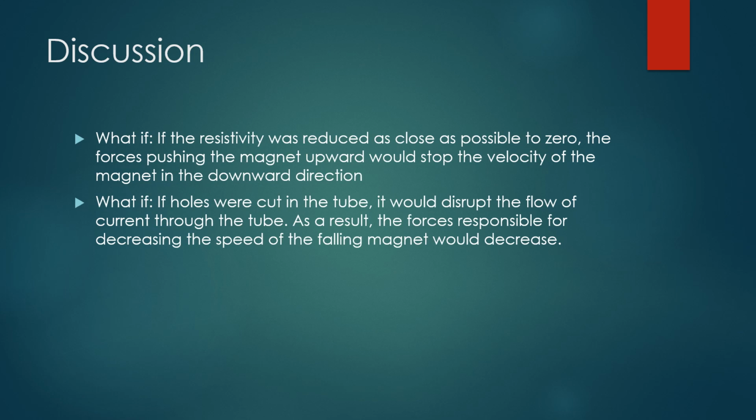For my what if question, the answer is that if the resistivity was reduced as close as possible to zero, the forces pushing upward would stop the velocity of the magnet in the downward direction. And for the second what if question, if holes were cut in the tube, it would disrupt the flow of current through the tube. As a result, the forces responsible for decreasing the speed of the falling magnet would decrease.